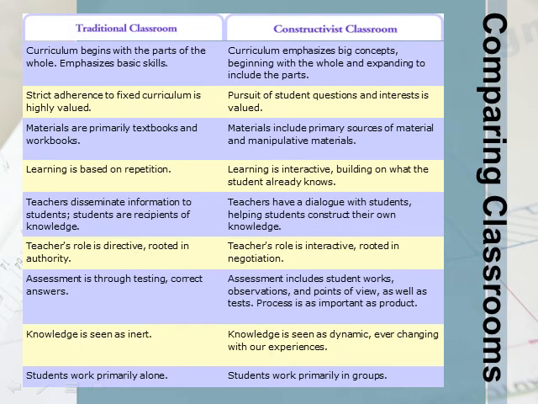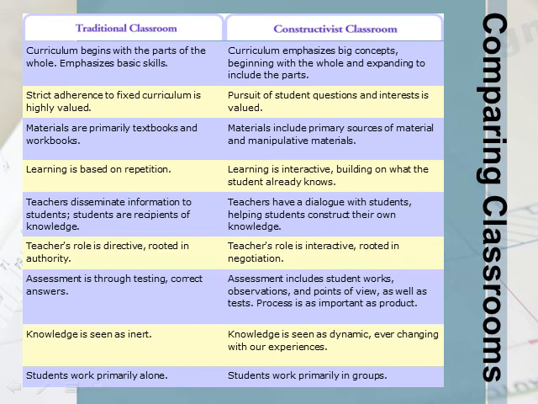In the traditional classroom, materials are primarily textbooks and workbooks. But in constructivism, they include manipulative materials and primary sources of information. In the traditional classroom, learning is based on repetition. But constructivists feel that interactive learning, building on what the student already knows, is important. In the traditional classroom, teachers disseminate information to the students. Students then are recipients of knowledge. But in the constructivist classrooms, teachers dialogue with their students, helping the students construct their own knowledge.